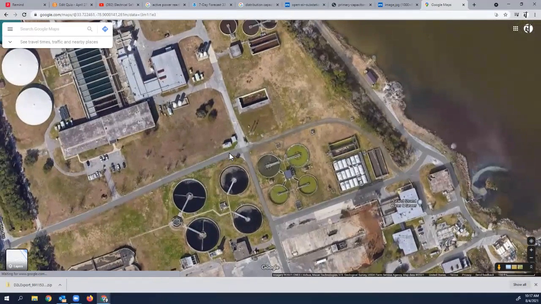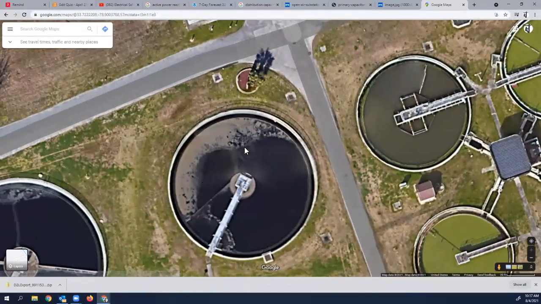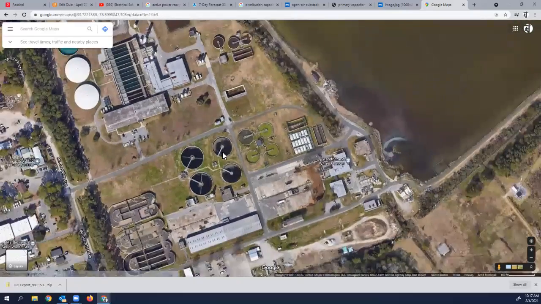Okay, so it's constantly on. Yeah, motors are running all the time. In fact, you can see a little bit of fun going on right there. Okay. Got it.